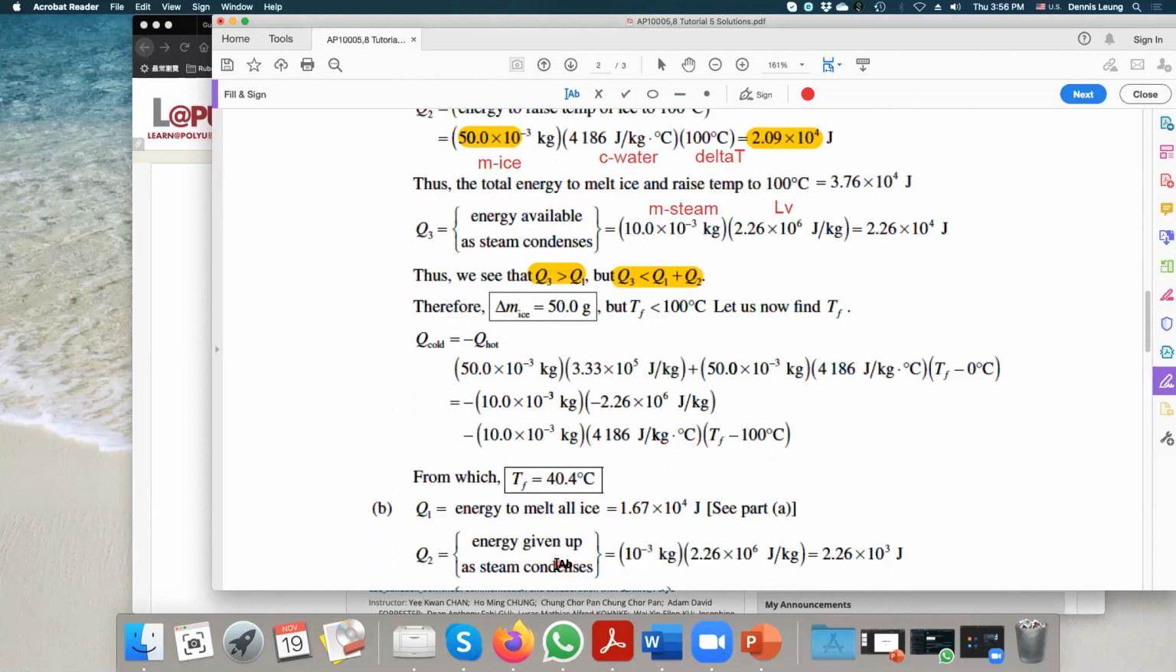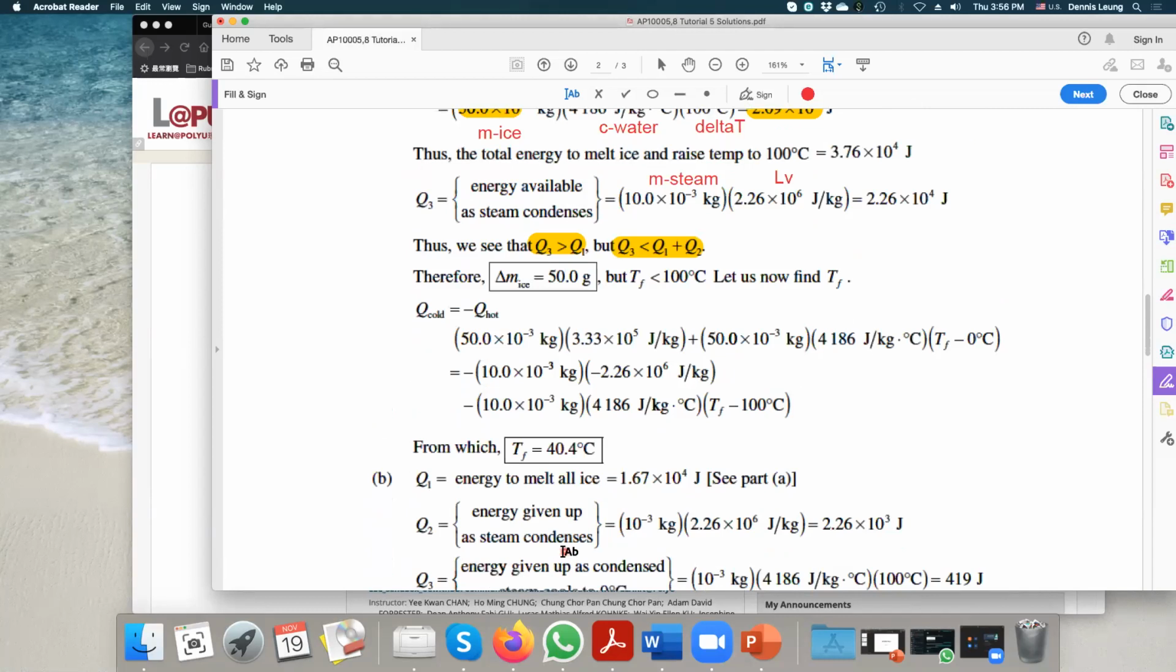Q2 is the energy given up as the steam condenses. Now it is only 1 gram. So when the steam condenses, it gives up this amount of heat energy. What does that mean? Comparing Q1 and Q2, it means that when all the steam condenses in the water, it is not sufficient to melt all the ice. So the 100 degrees C water would be cooled further from 100 degrees C to some temperature in order to melt the other ice.